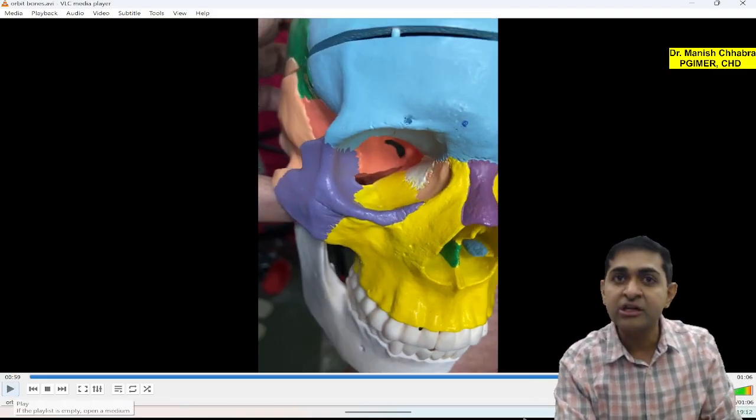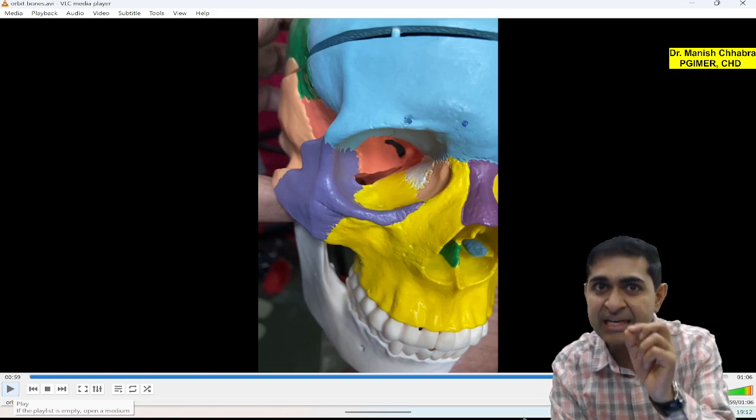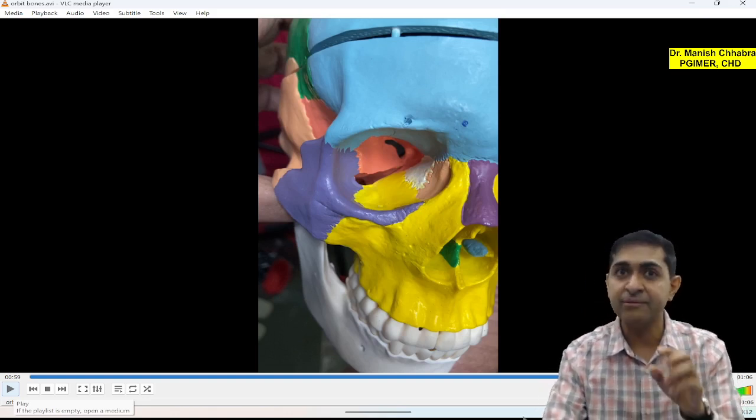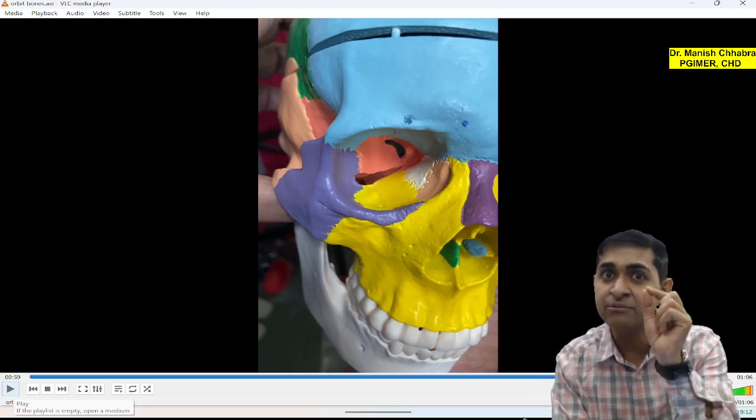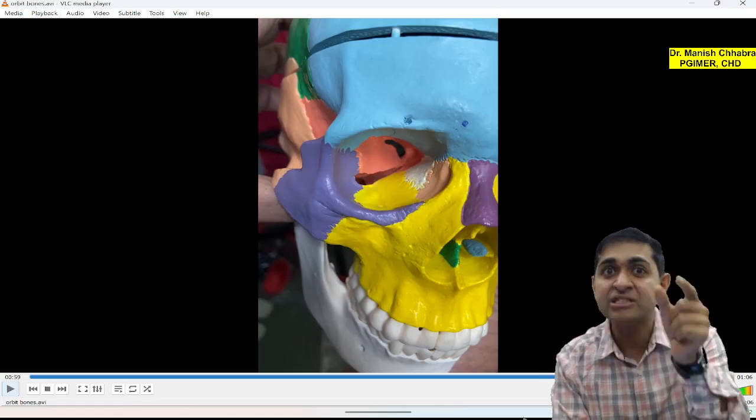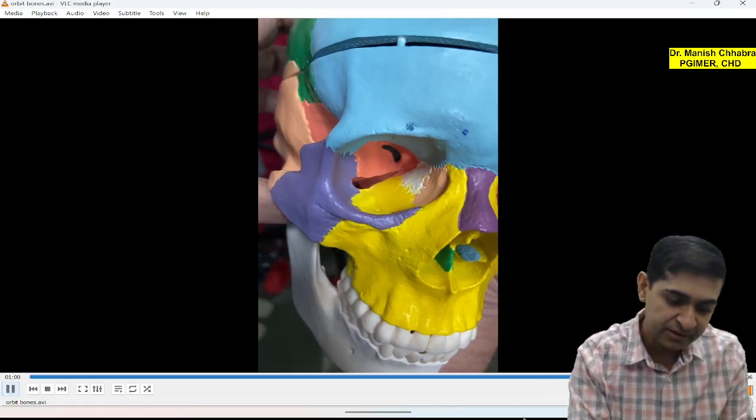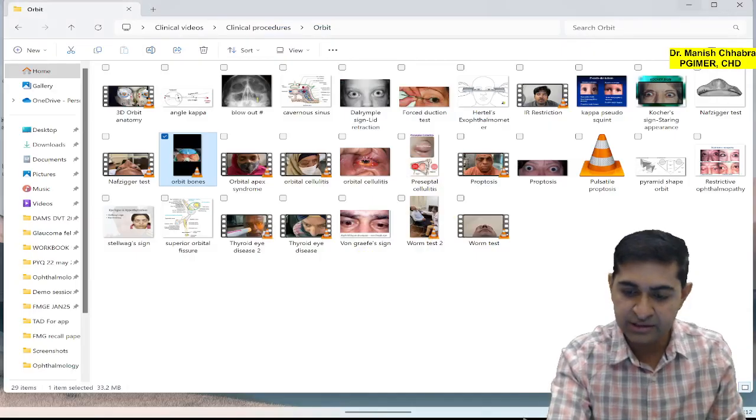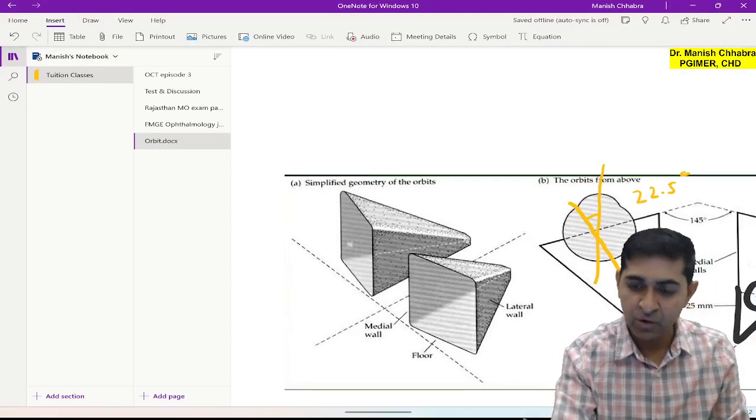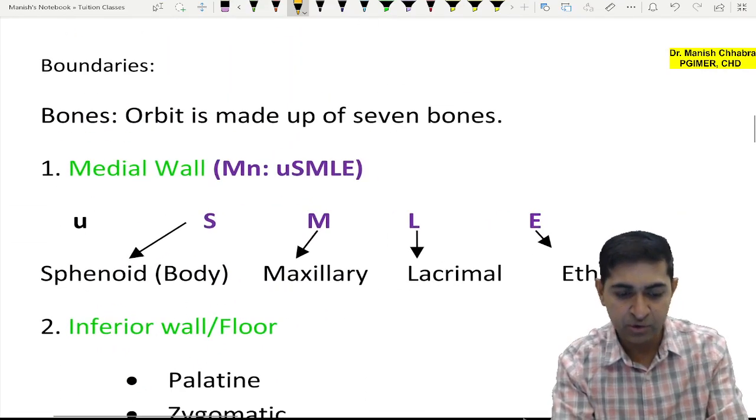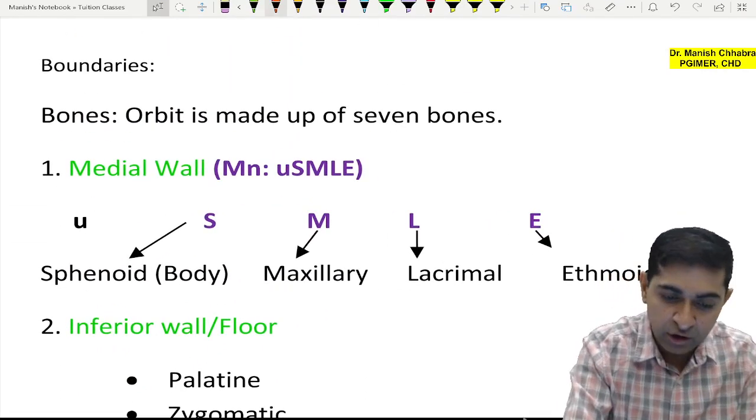Now on the cream colored bone you can easily appreciate the lacrimal crest. I told you that in the lacrimal crest there is the nasolacrimal sac. Don't take it wrong, it is not the lacrimal gland, it is the nasolacrimal sac. Now I think it will be easy for you to remember. So I told you about the medial wall.